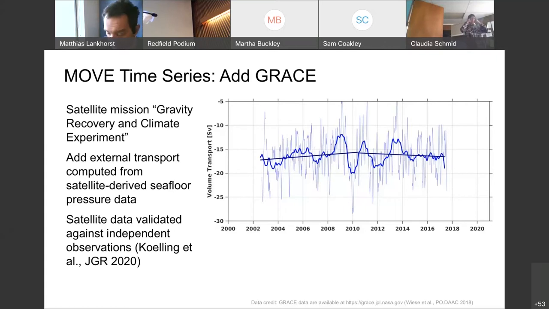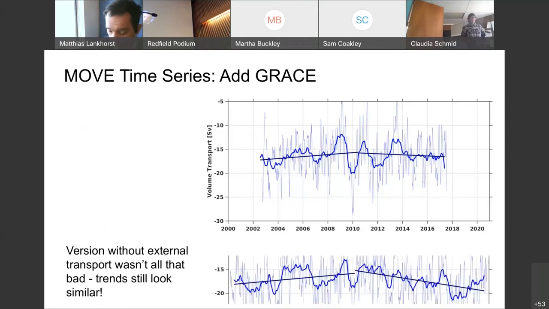And that's what's shown here. It's the same data as I showed earlier, but the reference level from GRACE has now been added to it. And lo and behold, the long-term decadal trends still point in the same direction. This is what I showed earlier without the external. And the upper panel includes the GRACE reference level. We conclude it's still decreasing in the first half of the record, increasing in the second half of the record.